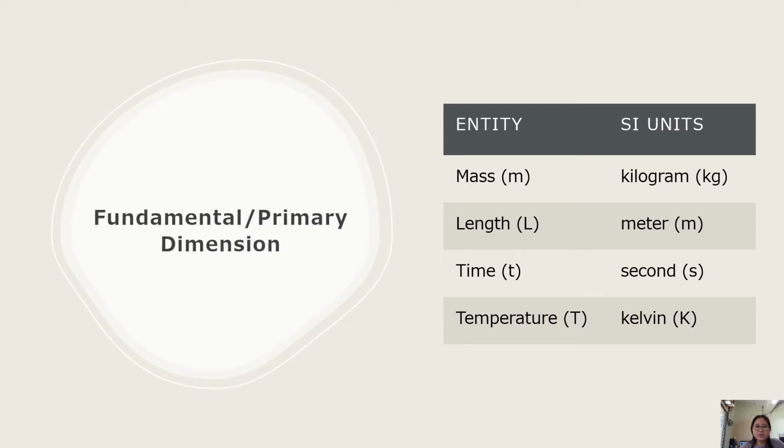Now, let us talk about the two categories of dimensions. First, we will tackle the fundamental or primary dimensions together with their SI units. So, these are the entities. For the fundamental dimensions, we have the mass, and the SI unit is kilogram, and the length, and the SI unit for length is meter, and the time with symbol T has SI unit of seconds. And for the temperature, the SI unit is Kelvin.